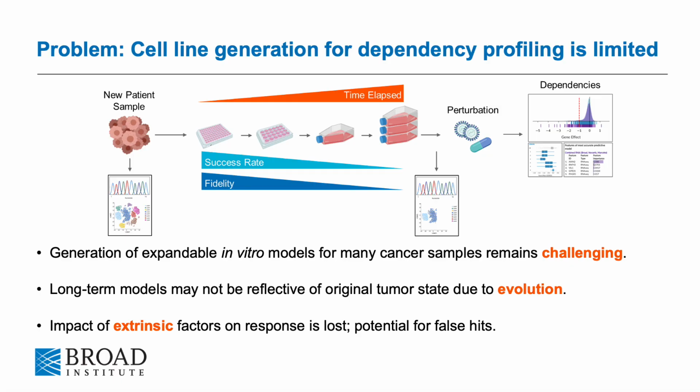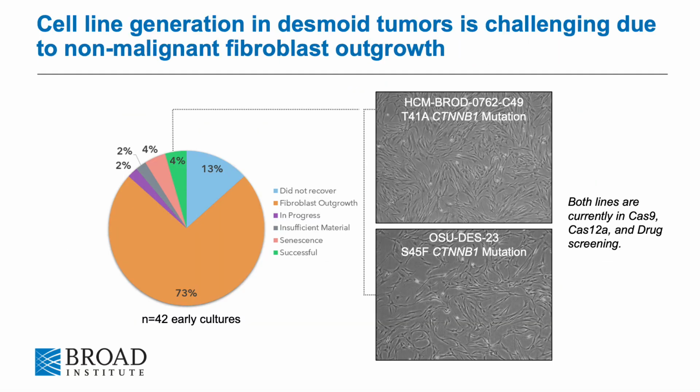However, we are also learning that cell line generation for the purpose of profiling and validating dependencies has its limitations. The success rate of generating a long-term cell line for many diseases remains low with traditional approaches. We also know that prolonged culturing induces genomic and transcriptional evolution of the cells, and the production of homogeneous cell lines may mask some of the potential effects of cell-cell interactions.